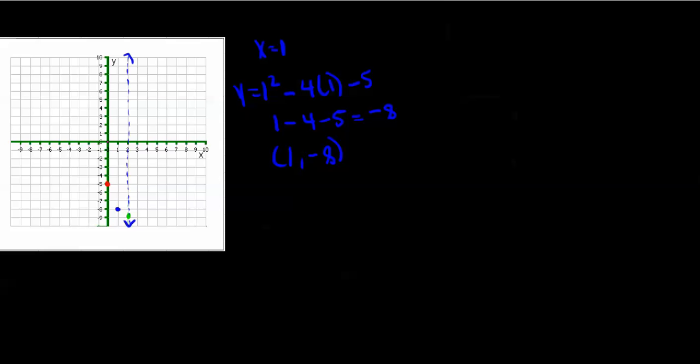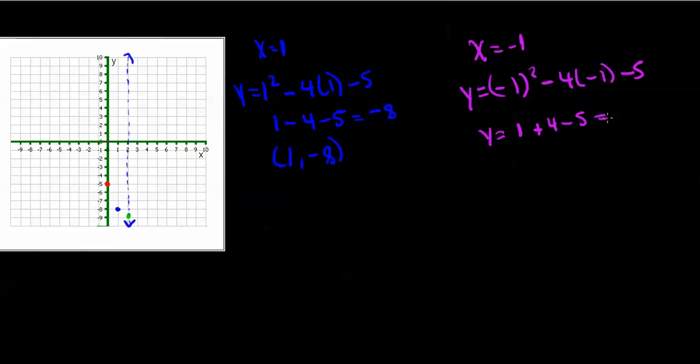Now we want to do x equals negative 1. Plug it into the equation in order to find the y value. So y equals negative 1 squared minus 4 times negative 1 minus 5. And when we simplify this equation, we end up with 1 plus 4 minus 5, which equals 0. So the ordered pair would be (negative 1, 0). Let's go ahead and graph it.